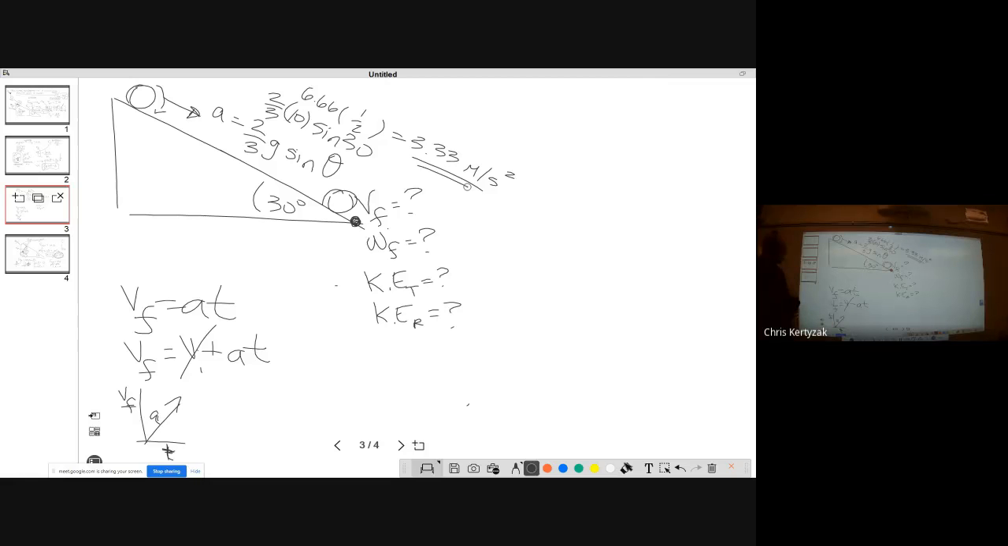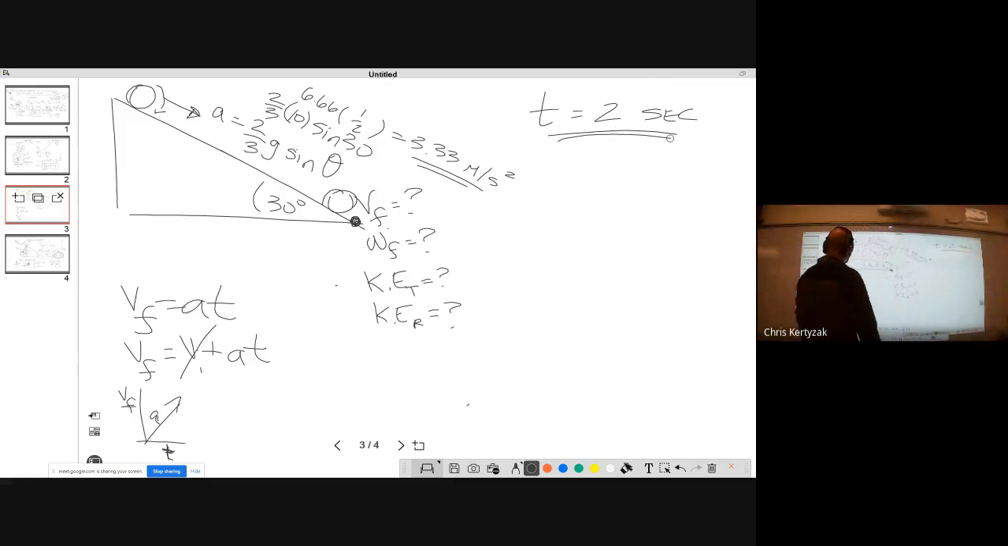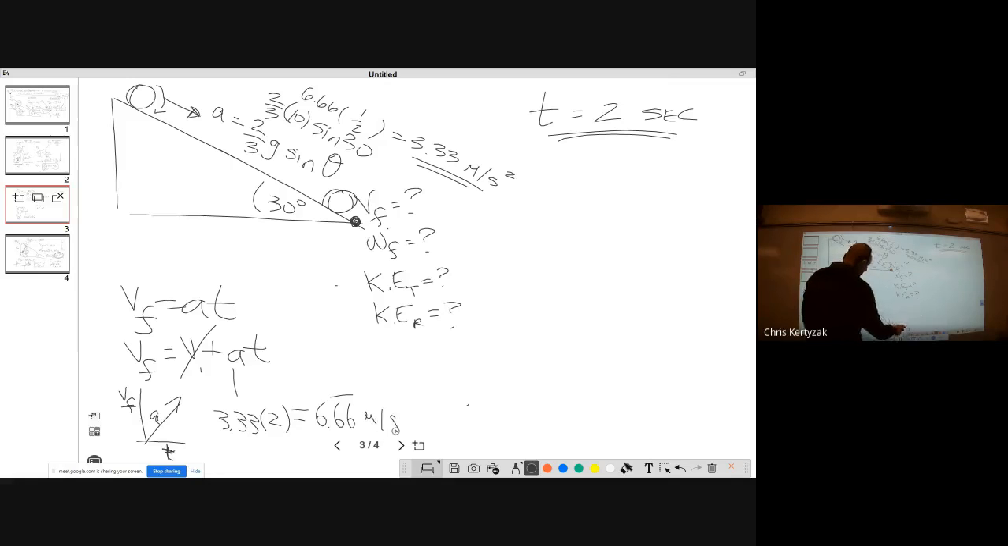So let's just say it rolls down for 2 seconds. So we hold it up there, we release it, and we're wondering, 2 seconds later, let's get some information about the 2-second mark. Let's assume it's 2 seconds later. All right, so the acceleration is 3.33 and the time is 2. So I guess its speed at that moment would be 6.66 meters per second, assuming it's 2 seconds, right?